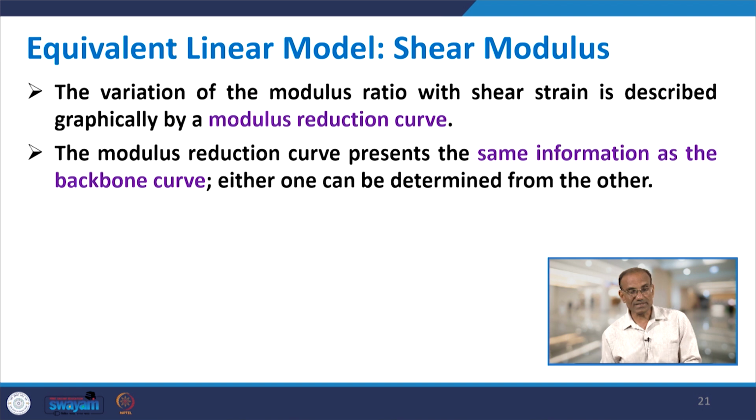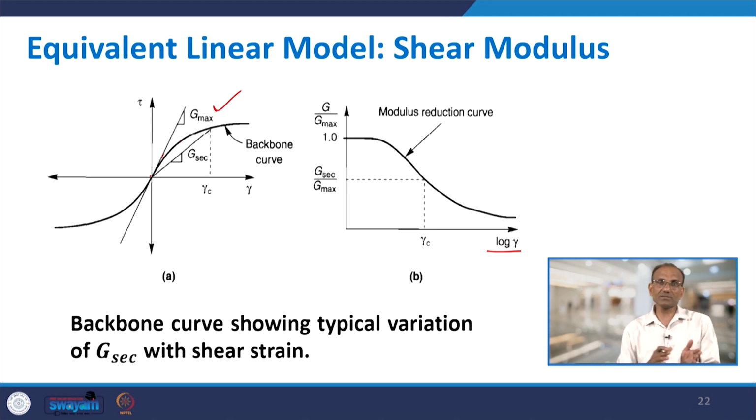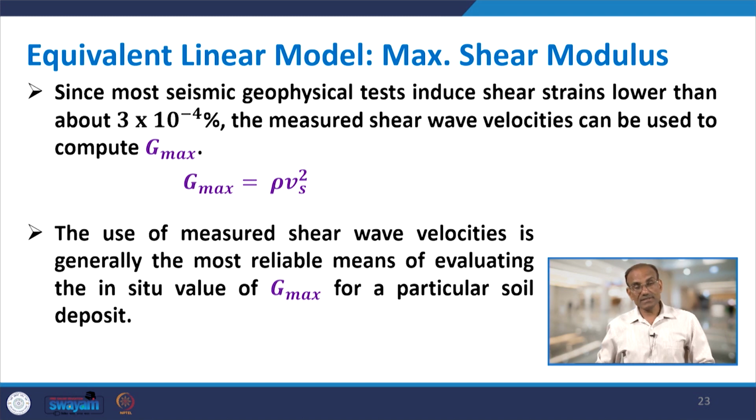So, the modulus reduction curves represent the same information as the backbone curve, and one can get from one to another. Basically both curves, backbone curve and modulus reduction curve, represent the same thing, but in different form. In the backbone curve it is in terms of stress and strain, while the modulus reduction curve is G by G max versus strain. So, it shows how the shear modulus varies. The first one will be called the backbone curve or skeleton curve, while the second one will be called the modulus reduction curve. Now, continue with this one.